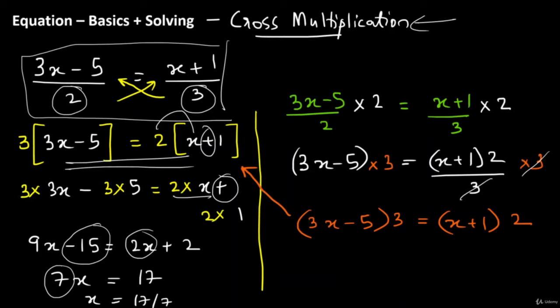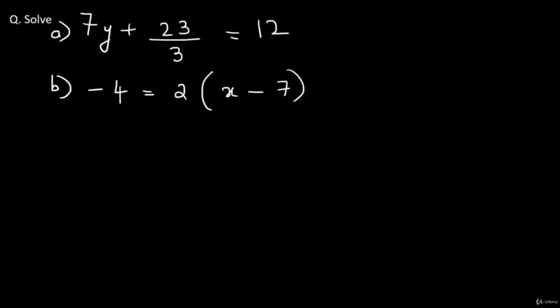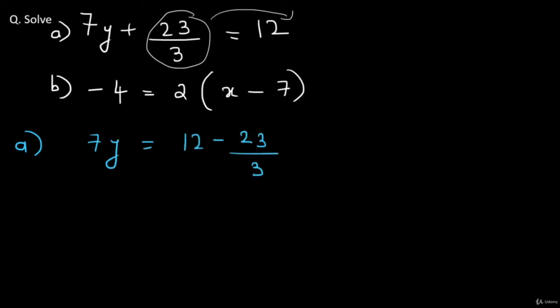Alright, now let's practice solving a few equations. The first one over here is 7y + 23/3 = 12. Now let me take this 23/3 to the right hand side. Over here it's plus, so over here it will become minus. So I get 7y = 12 − 23/3.